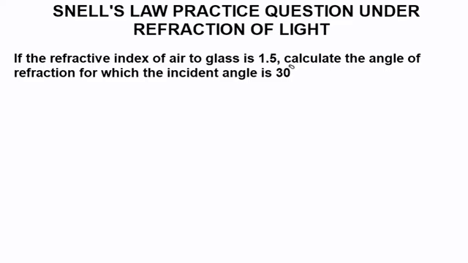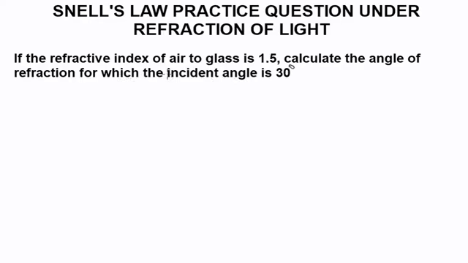In this video, we're going to learn how to solve problems involving Snell's law under refraction of light using this practice question we have here. The question says: if the refractive index of air to glass is 1.5, calculate the angle of refraction for which the incident angle is 30 degrees.